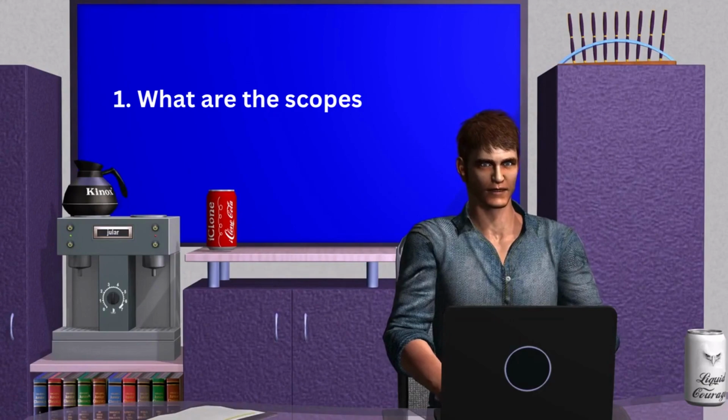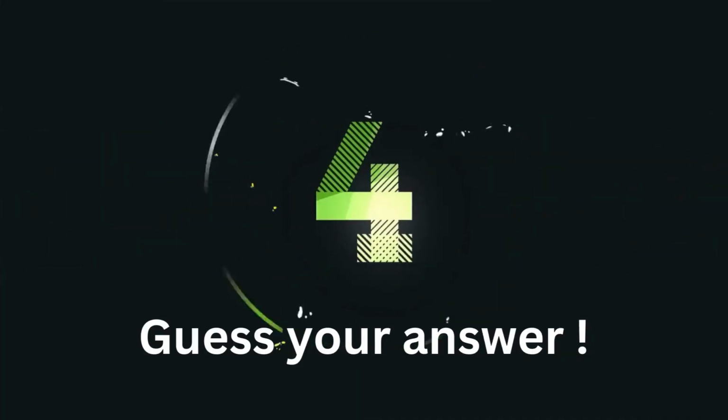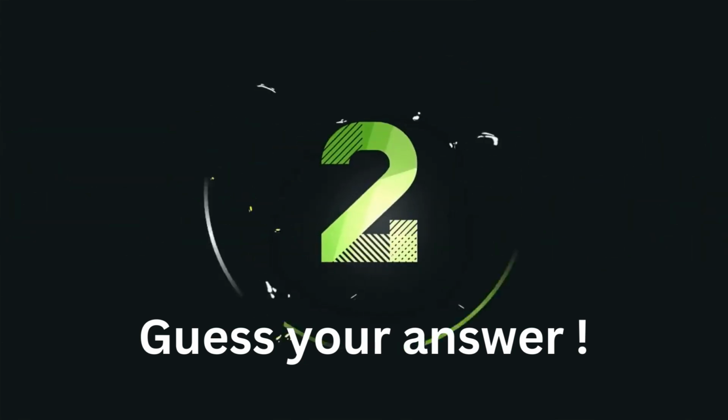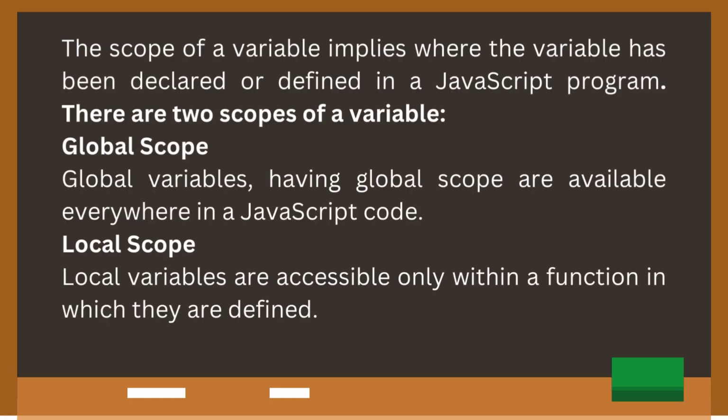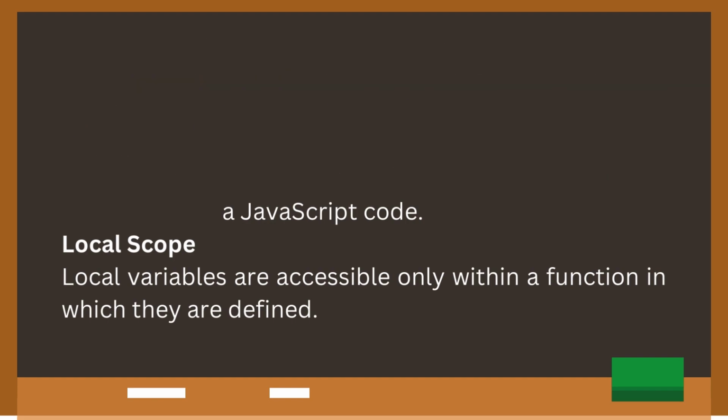1. What are the scopes available in JavaScript? The scope of a variable implies where the variable has been declared or defined in a JavaScript program. There are 2 scopes of a variable. Global scope. Global variables, having global scope, are available everywhere in a JavaScript code.